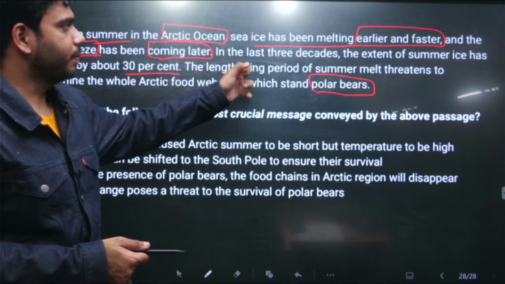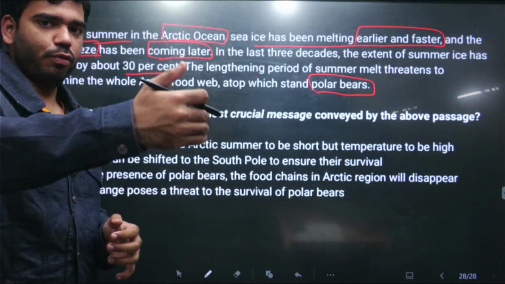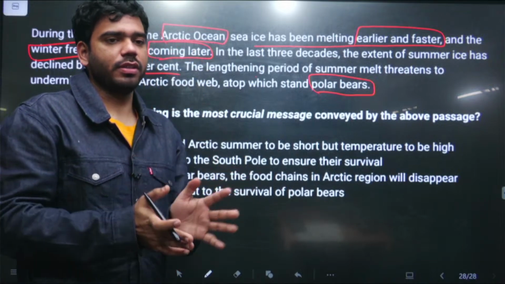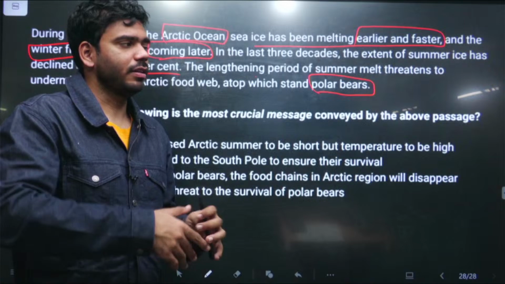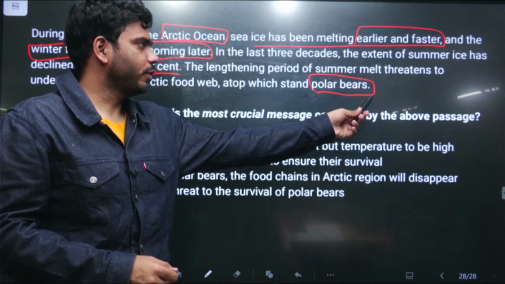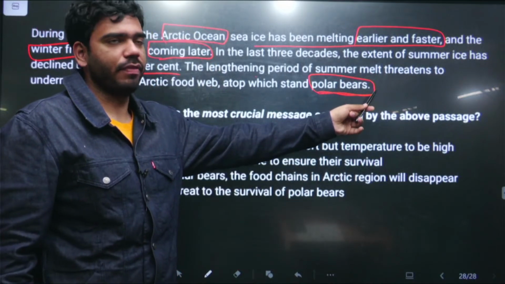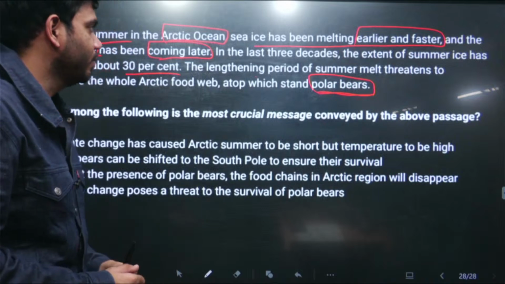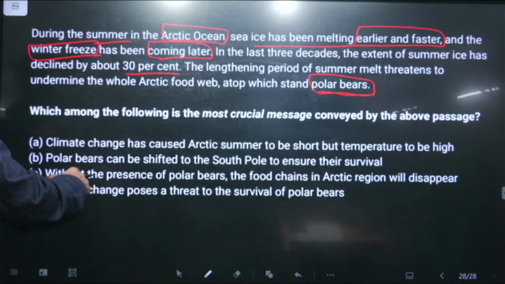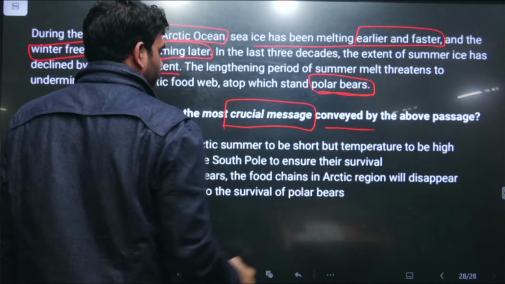Because of this prolonged period of summer and shrinking winters, the complete food web, the biosystem, the habitat over there is getting destroyed. Because of the destruction in the food web, the species at the top of this food web is being affected the most, that is the polar bear. So this is what the statement is saying, and we need to find which among the following is a crucial message conveyed by the above paragraph.